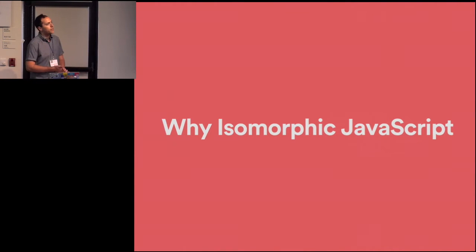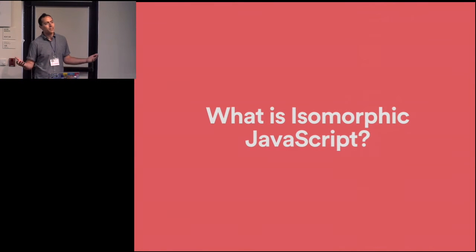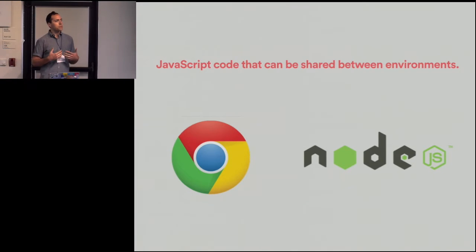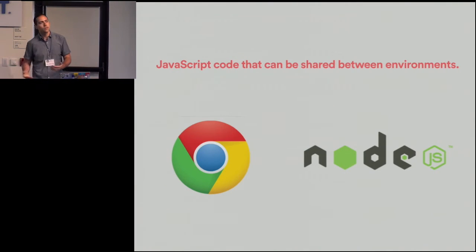So first, why isomorphic JavaScript? And to answer this question, we have to first answer what the heck is isomorphic JavaScript? What is this big fancy word? I think it was mentioned this morning, but basically, all it means is JavaScript code that can be shared between different environments. JavaScript code that can be shared between environments. And I'm a web developer, so I'm really just interested in sharing code between the web browser and the server. So platforms like Chrome or Safari, and then on the server side, Node.js.